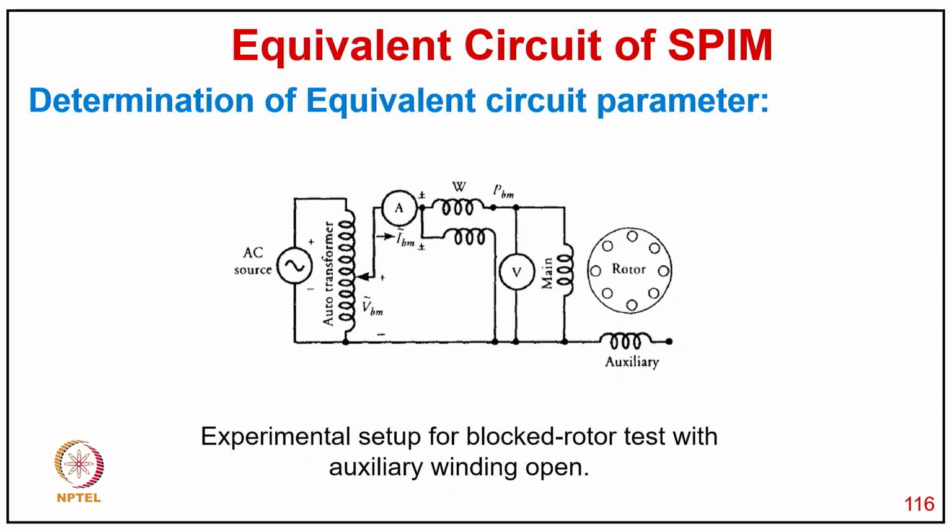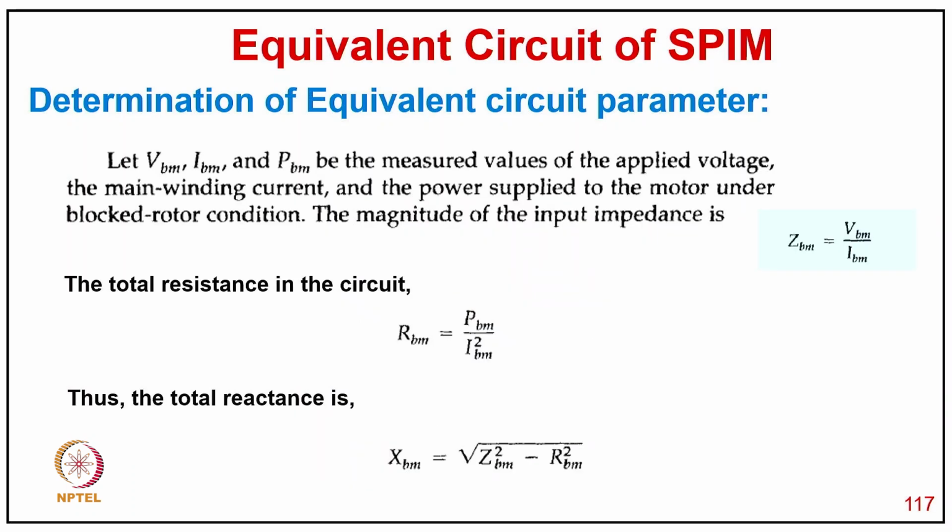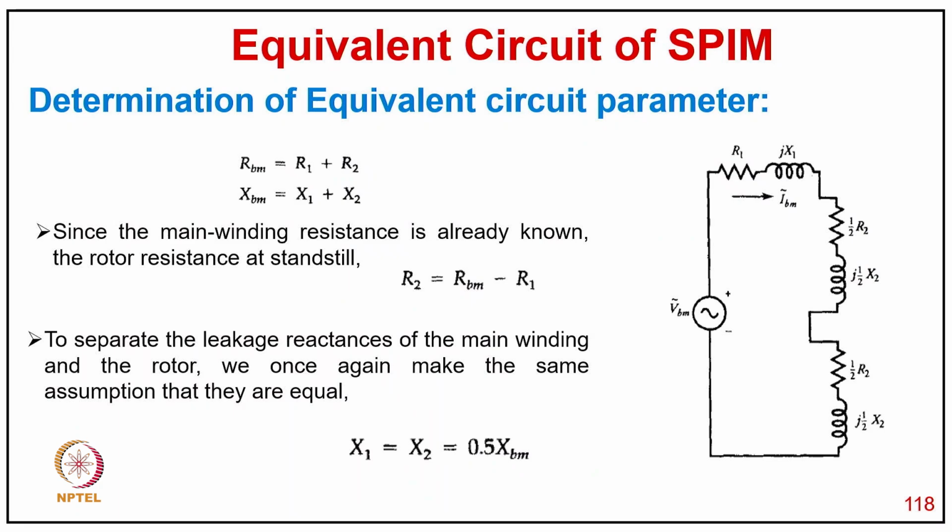Typically you have a voltmeter, ammeter and wattmeter for measuring voltage and current when the main winding is excited for the blocked rotor test. So we can say how we really measure the parameters. If we consider V_BM, I_BM and P_BM as the measured parameters of applied voltage, main winding current and power supplied to the motor under the blocked rotor condition, then the magnitude of impedance will be Z_BM equal to V_BM upon I_BM, and the total resistance of the circuit R_BM will be P_BM divided by I_BM squared, and the reactance will be X_BM equal to the square root of Z_BM squared minus R_BM squared, and R_BM is equal to R1 plus R2 and X_BM equal to X1 plus X2.